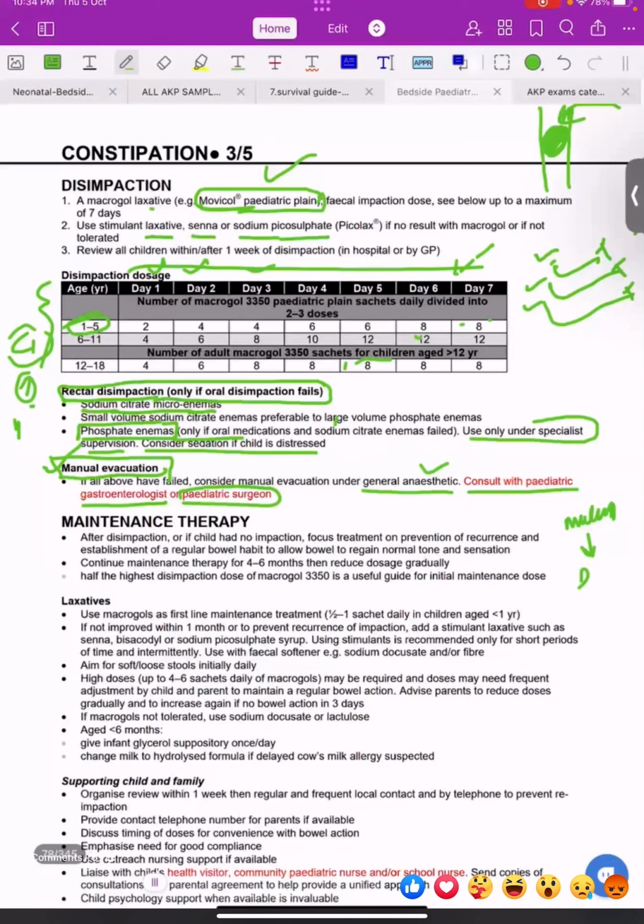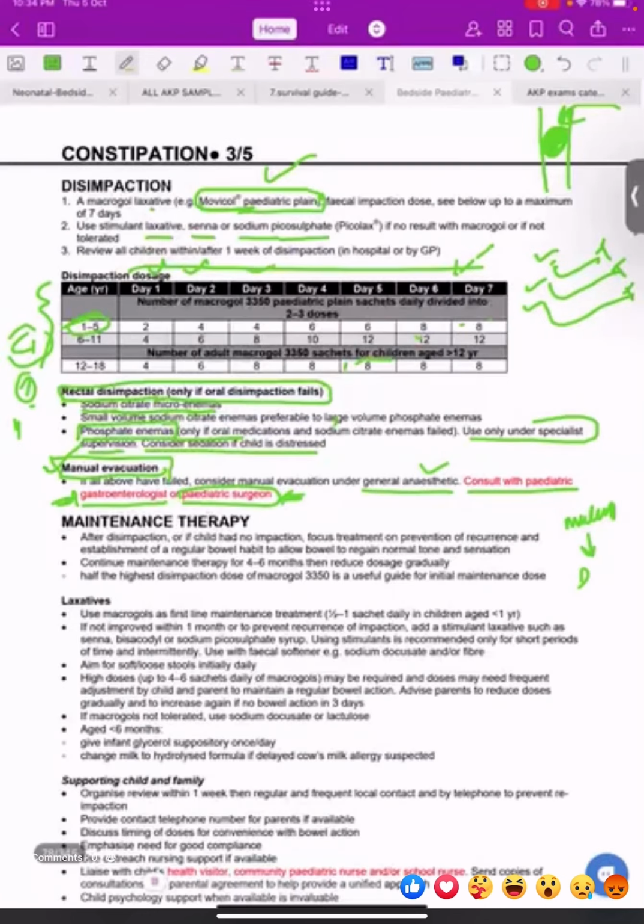is involved in this special case. Okay. See here, that is the gastroenterologist and the surgeon who are going to be involved in these cases.